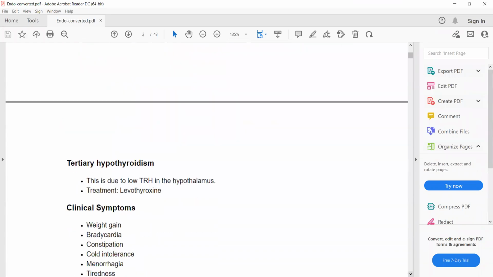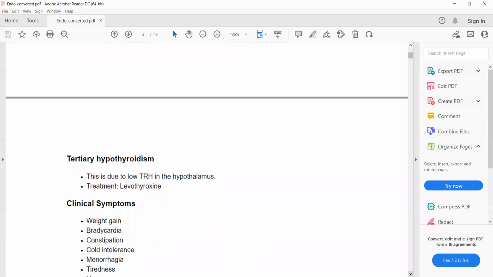Now there is another type which is tertiary hypothyroidism. Tertiary hypothyroidism is basically due to problems in the hypothalamus. So if there is a problem in the hypothalamus, there will be low TRH or thyroid releasing hormone from the hypothalamus, and then we will call it tertiary hypothyroidism.